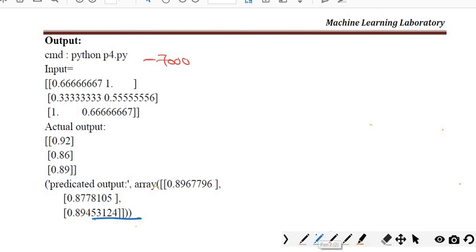You can change the epoch value to get a more accurate result. Here I have taken the epoch value as 7,000. You can make it 10,000 also, so that we can get a more accurate result. The more times it iterates, the more accuracy we get in the algorithm. So this is about the back propagation algorithm, the fourth program in your lab. Please go through it, and go through the theory also to understand the topic correctly. Okay, thank you.